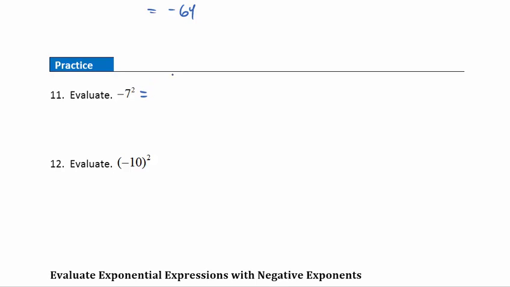Okay, question 11. The negative is not getting squared here, so we essentially have the negative out front, and then 7 times 7, which is going to give us negative 49. Here, both the 10 and the negative are getting squared because they're in parentheses. So really we have here negative 10 times negative 10, which is going to give us a positive 100.